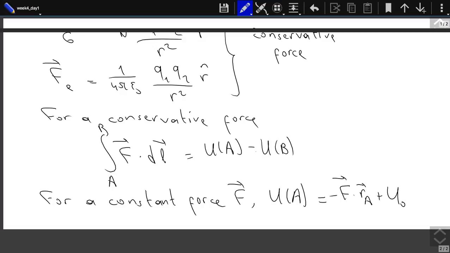U0. Well, you see, this is how we define the potential energy as the differences. The potential energy between the point A and point B is the difference between these two functions. We only know these differences.